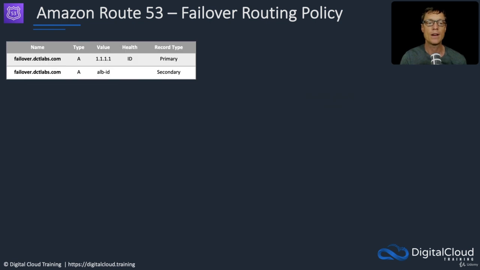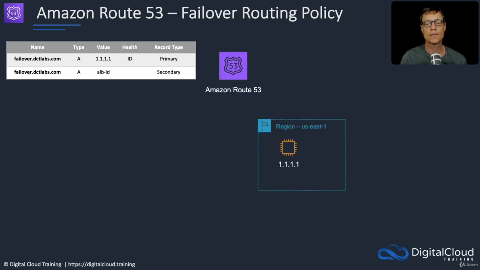We then have a failover routing policy. So here what we're doing is we have a primary active website, and then we might be failing over to a secondary website if the primary fails. So we have two record sets, and each of them has a corresponding value. Now the value can be an IP address, or it can be a load balancer. One of them is specified as primary, and the other as secondary.